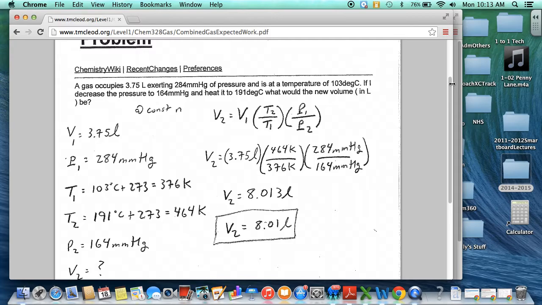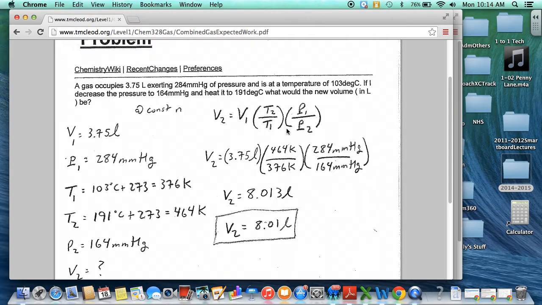What we're looking for is the new volume. So V2 is equal to, just like in the gas law, a function of V1. The difference is we don't have one variable changing, we're changing two. We change the temperature, and we change the pressure. Now, how do you know where the subscripts 1 and 2 go for temperature and pressure? Volume and temperature are directly proportional, so if V1 is on the top, T1 must be on the bottom.